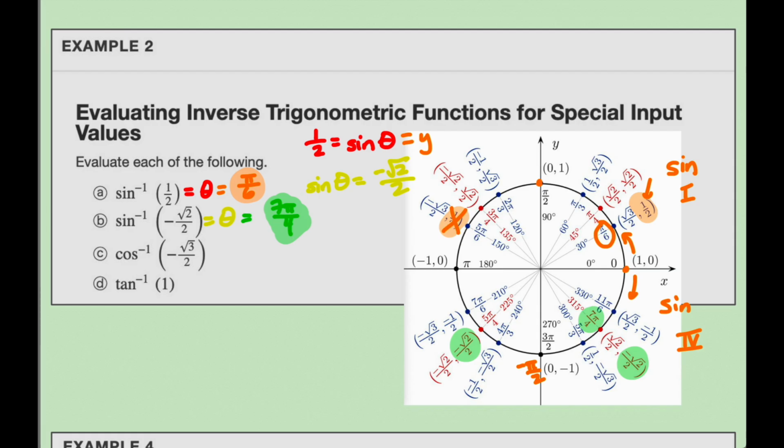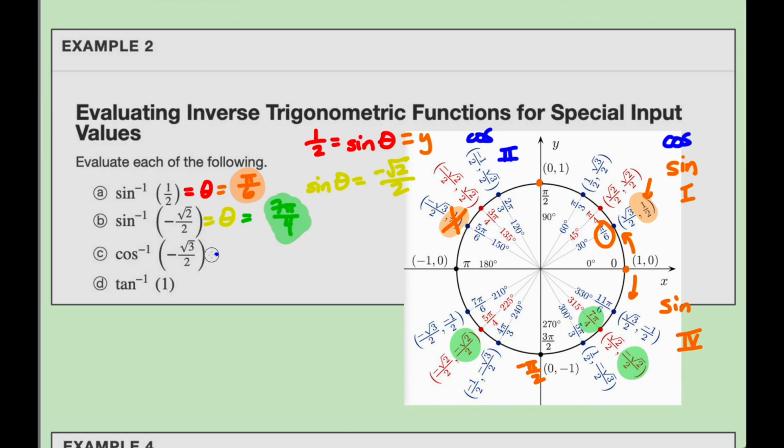All right, the next one now is cosine. Now, cosine has a different domain and range restriction for the quadrants. You can use cosine here, and you can use cosine here, because it goes from 0 to pi. So whatever our answer is, it has to be within quadrant 1 or quadrant 2 for cosine.